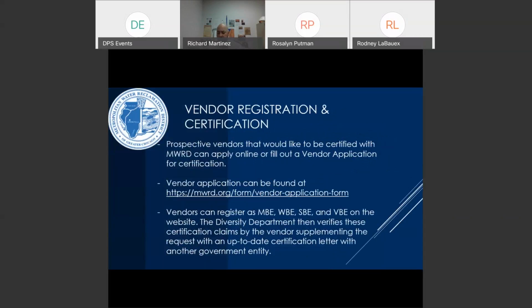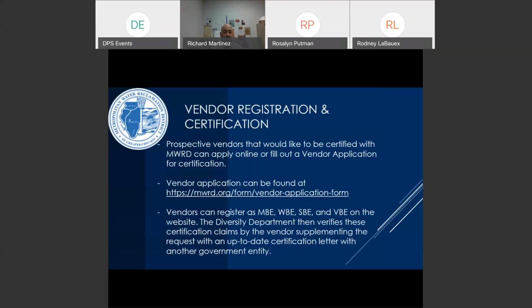So at MWRD, the first port of entry to doing business with us is to register as a vendor first via the district's website, which is mwrd.org, and I provided a link for you here for our online vendor registration. Once you fill that out and submit it to our procurement department, they will send you a vendor registration letter or number.